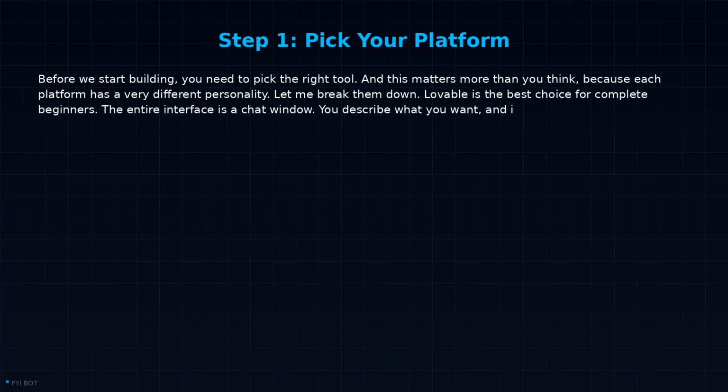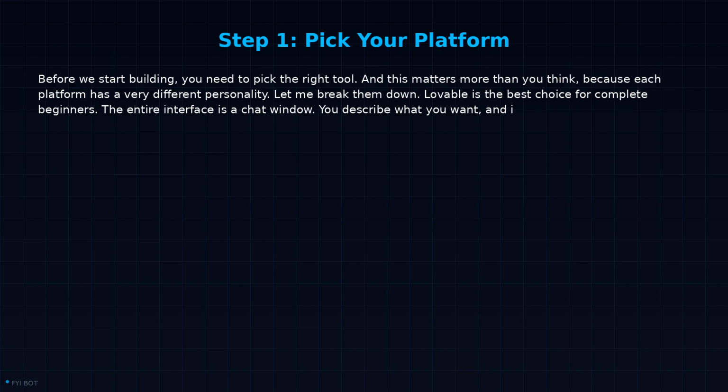Bolt.new is the speed champion. It can generate a working app in under 7 minutes. It runs entirely in your browser using web containers, so there's zero setup. But here's the catch. The code quality is inconsistent. Sometimes it builds a great app. Sometimes it picks the wrong framework or uses local storage instead of a real database. It's best if you have at least some technical knowledge to fix things when the AI gets confused.